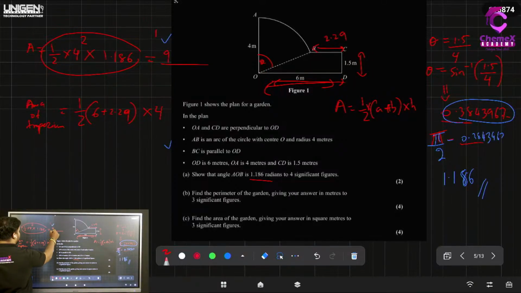So can someone tell me the answers for this? This is 9.488. What's the area of the trapezium? 16.58. 16.58. Yes, 16.58. Then if you add the two, what do you get? 16.58 plus 9.488.